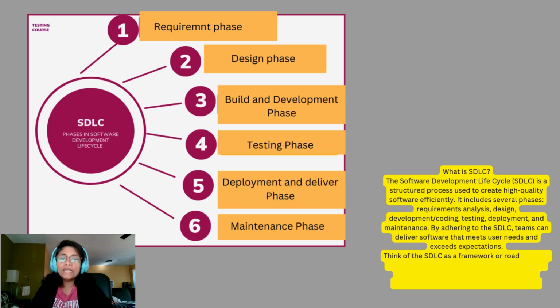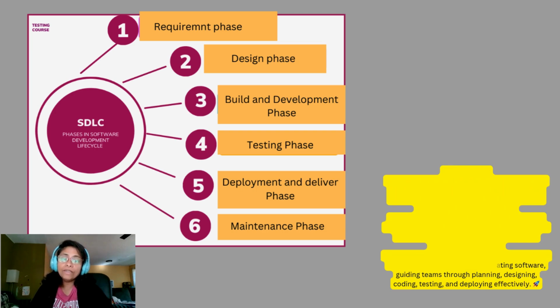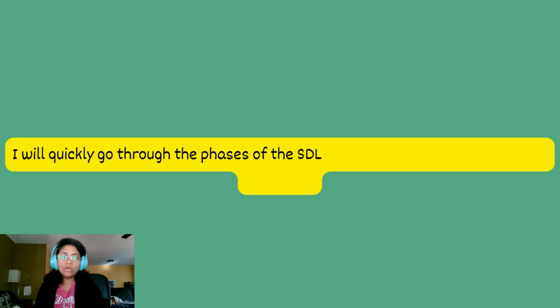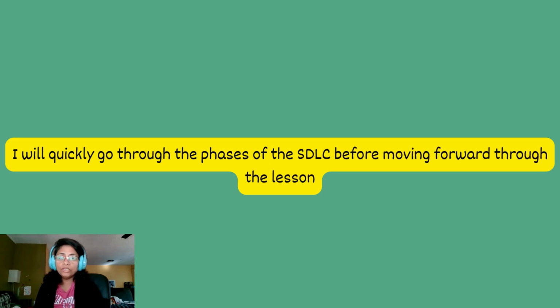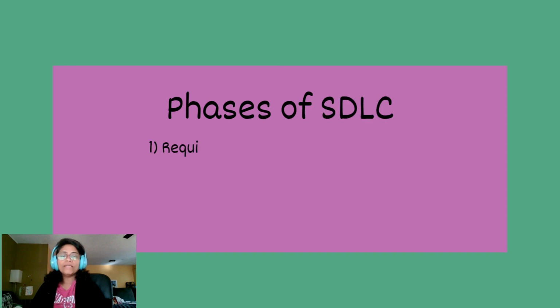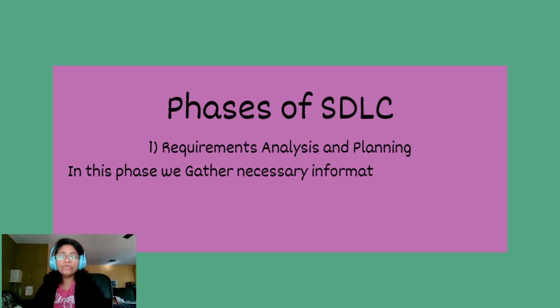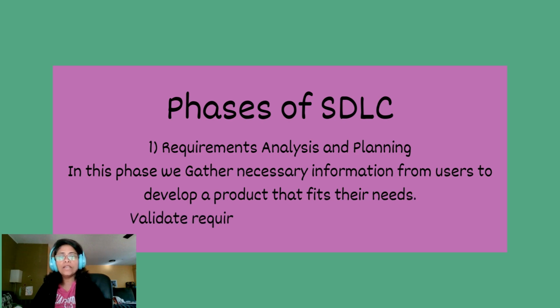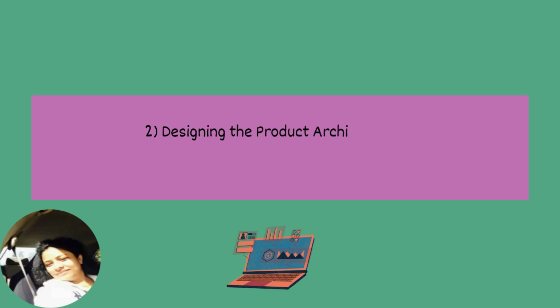Think of the SDLC as a framework or roadmap that outlines the steps involved in creating software, guiding teams through planning, designing, coding, testing, and deploying effectively. I will quickly go through the phases of the SDLC before moving forward through the lesson. Phases of SDLC. First, requirements analysis and planning. In this phase, we gather necessary information from users to develop a product that fits their needs, and validate requirements to ensure feasibility.